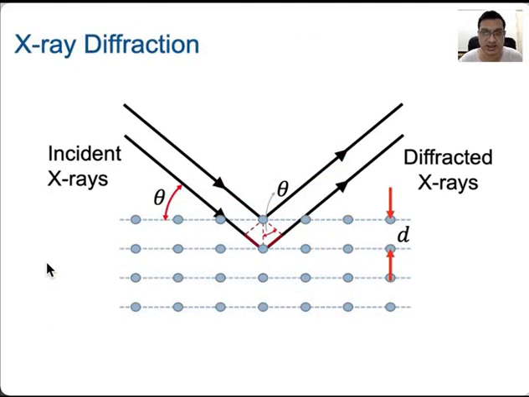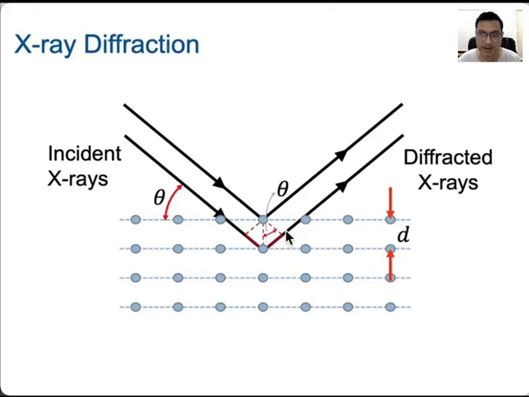If you take a crystal, this is the crystal plane, and these are the atoms in this particular crystal plane. The distance between the two crystal planes is given by d here. Now here is your incident X-ray. It interacts here and goes like this. Another part goes here and goes like this. So it diffracts after interacting with the crystal. This is the angle theta at which the X-ray is incident.